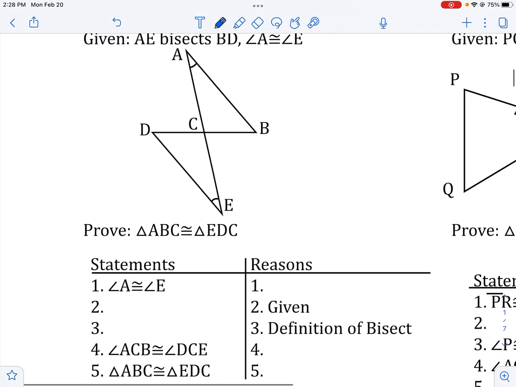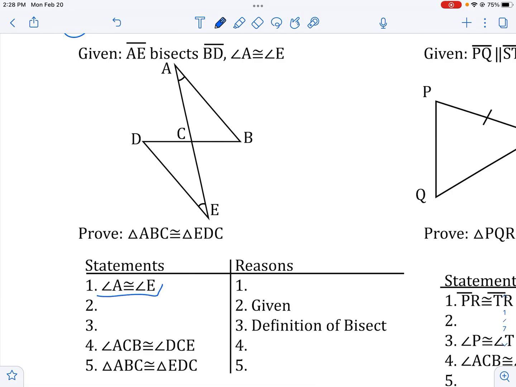And so I'm going to come here and fill in my little proof. First statement already here, angle A congruent to angle E. Well, that was given to us. And then my next line, it says given again. Well, there is another given. It's this one here. Side AE, or segment AE, bisects segment BD. And that's important to know because that doesn't tell us 2 things are congruent, but we can conclude that 2 things are congruent because of that.